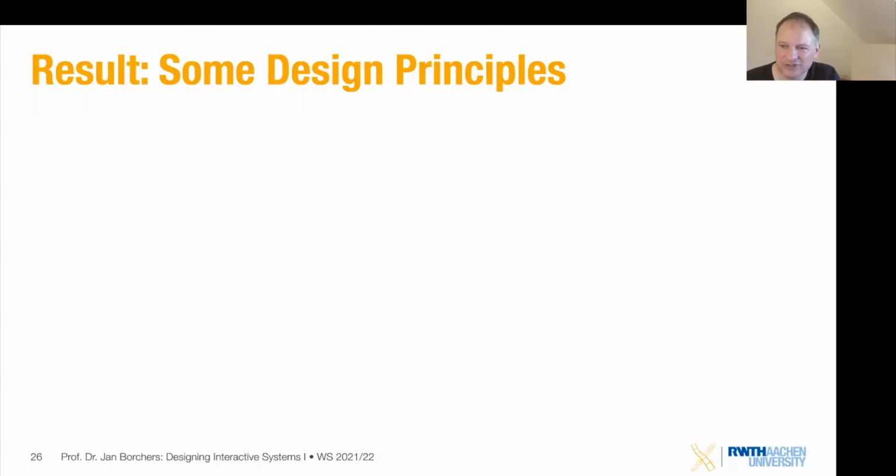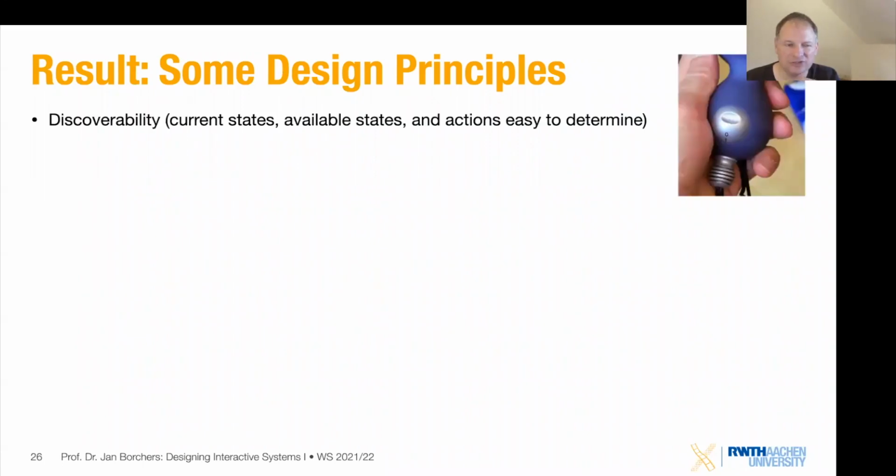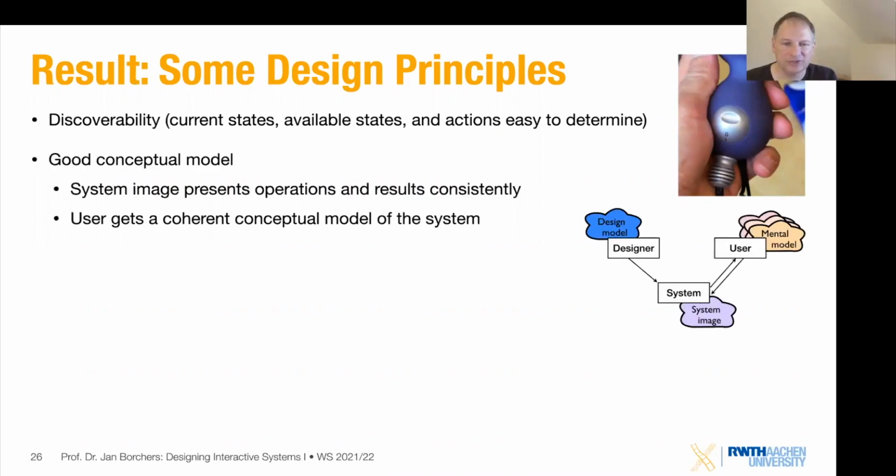So as a result of this first part here, we have a couple design principles. We now know that discoverability is super important in discovering state, what's available, and what are the actions, and how do I get to these other states. We have understood that a good conceptual model is critical. So we relate our own design model that we have in our head of how the interaction should work and how the system works through the system image, the user interface of a system. And the user then interacts with the system and thereby hopefully builds a mental model, a conceptual model that is similar to what we have.